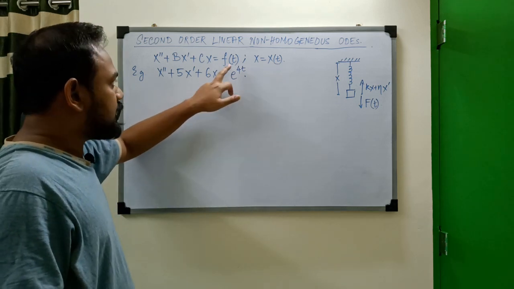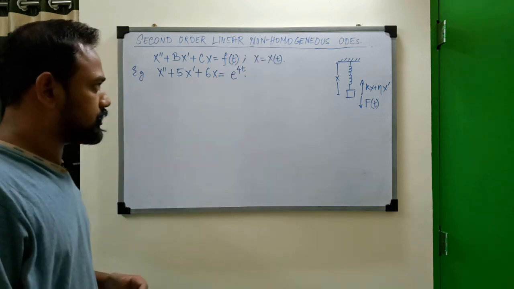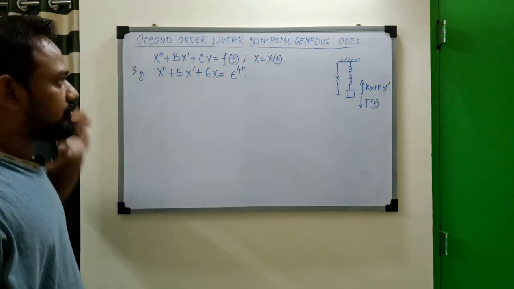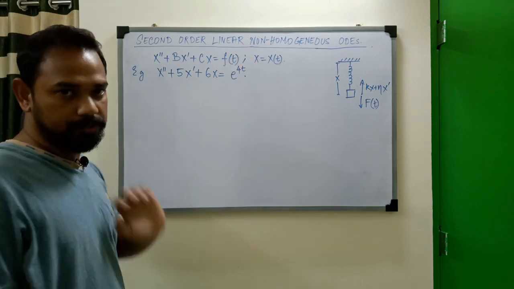And if on the right hand side you have a non-zero function of time, then that would be called a non-homogeneous second order linear ordinary differential equation. Before this, for homogeneous, this part was zero.